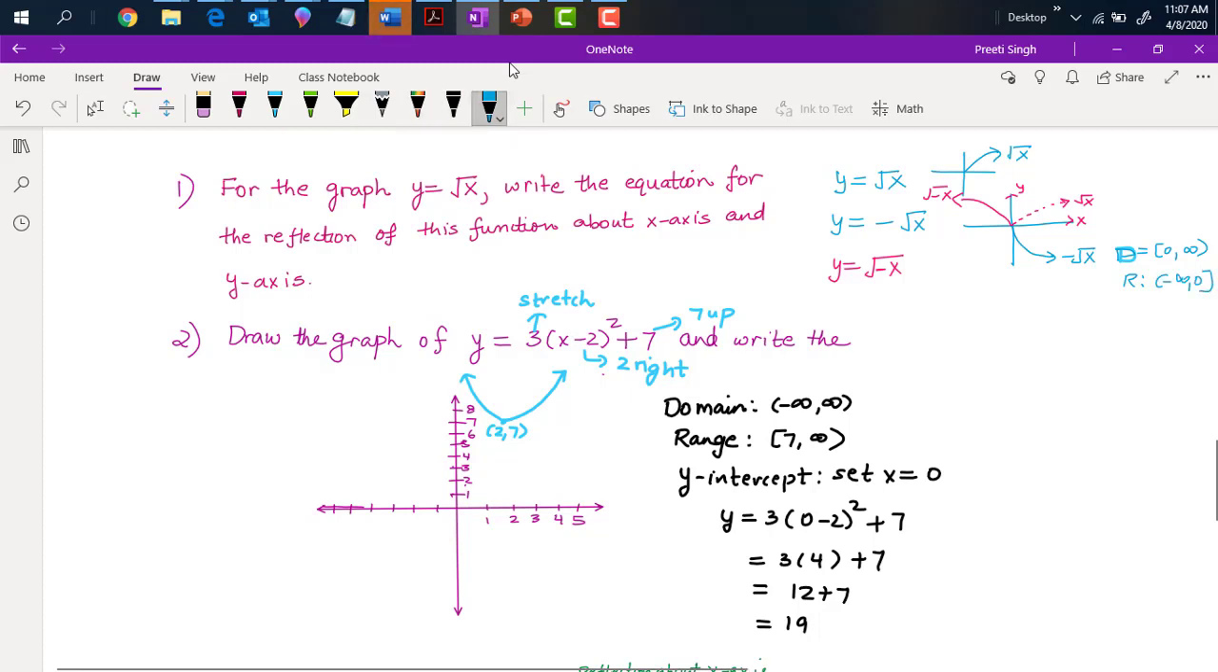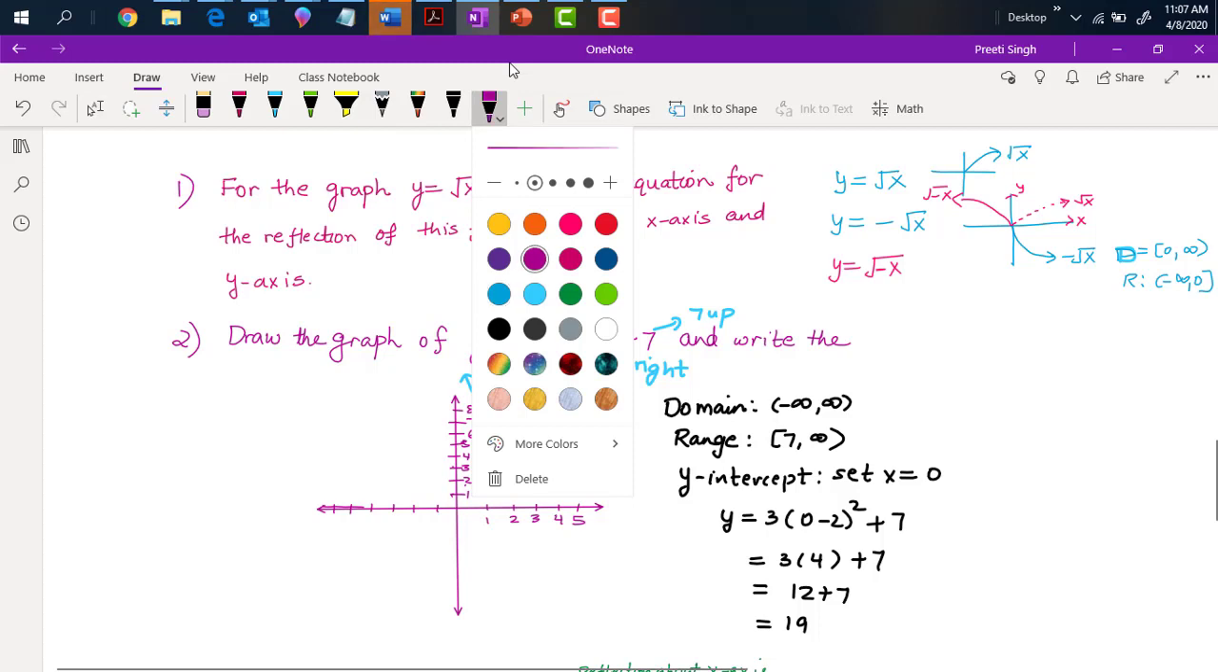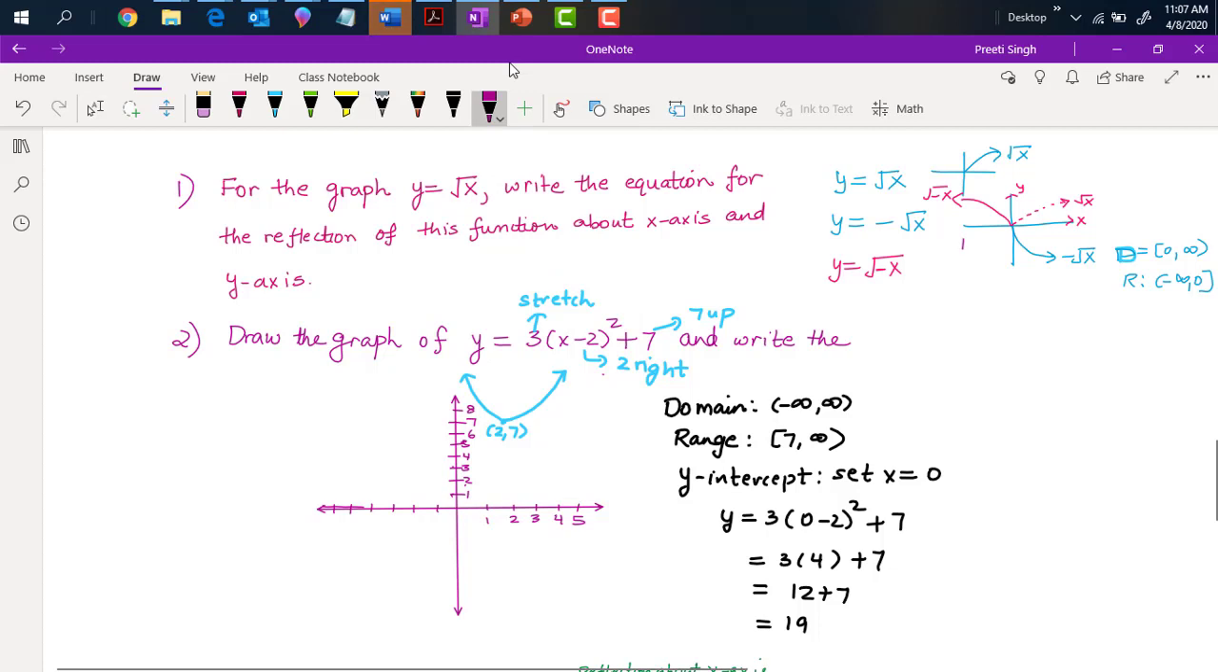Similarly for the purple one, the domain, it's on the left side of the x-axis. So the domain is negative infinity to 0, right? But the range for this one is 0 to infinity. Okay, so hope this makes sense.